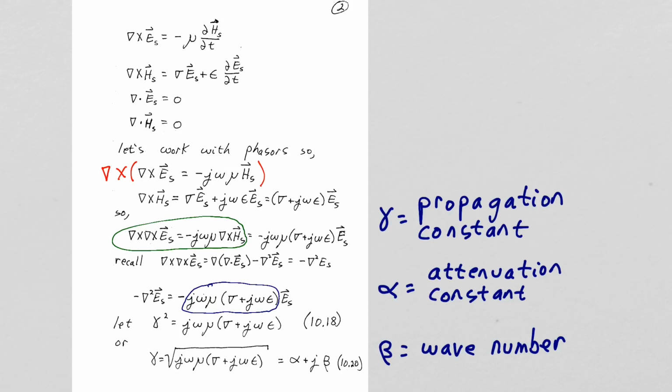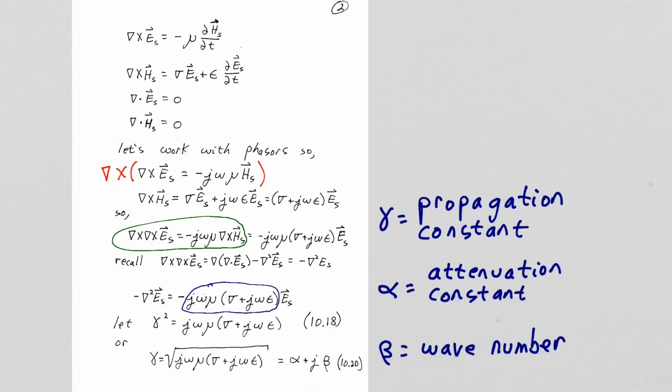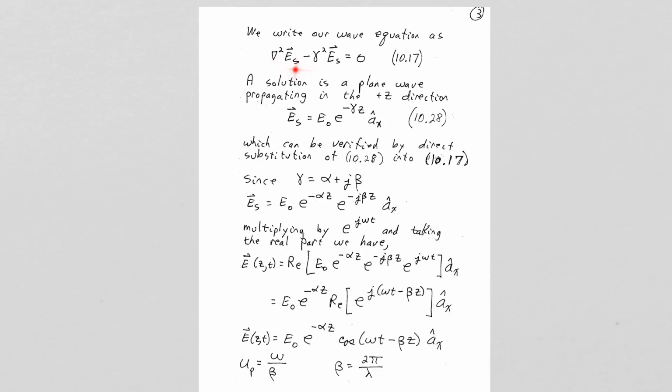Gamma is the propagation constant, alpha is the attenuation constant, and beta is the wave number. Beta will play the same role it did for our wave propagation in lossless material, and we'll see that alpha describes the attenuation of the wave as it propagates. Rewriting this term as gamma squared, we can write our wave equation as the Laplacian of the electric field intensity minus gamma squared times the electric field intensity is equal to zero. By direct substitution, you can show that this is a solution to our wave equation.